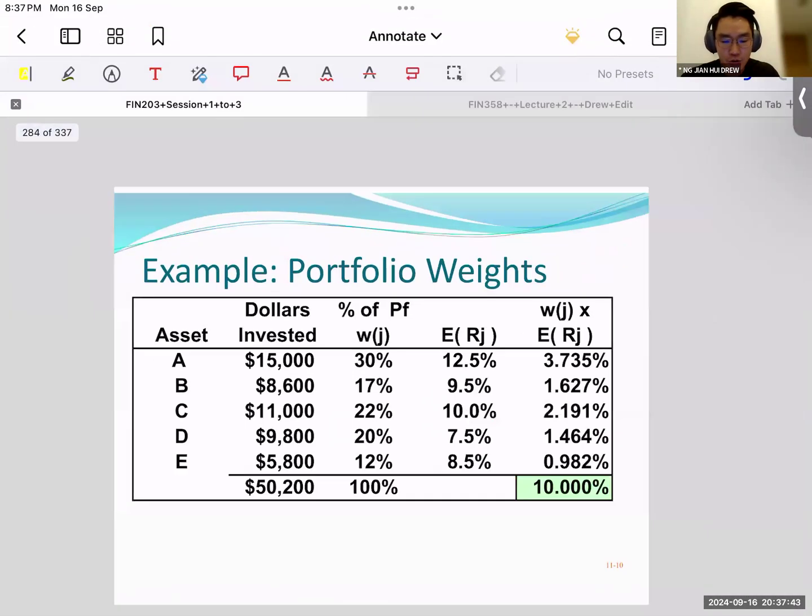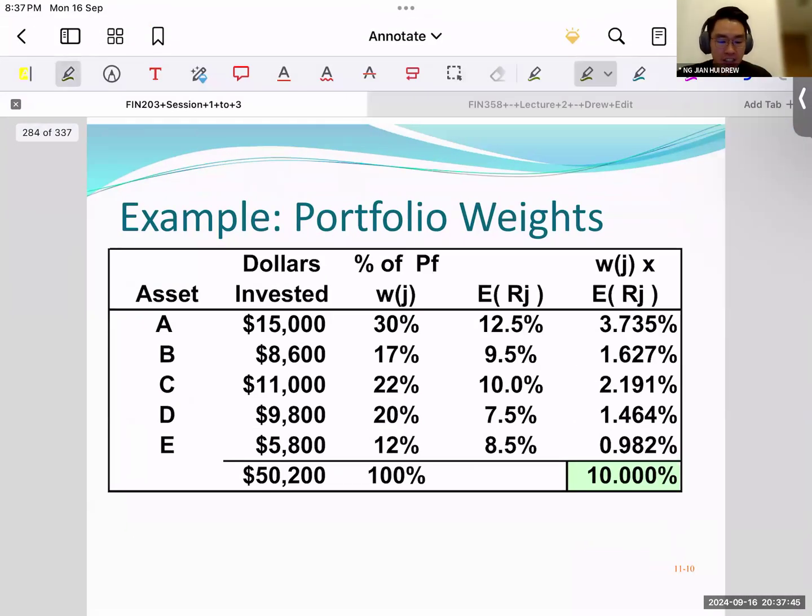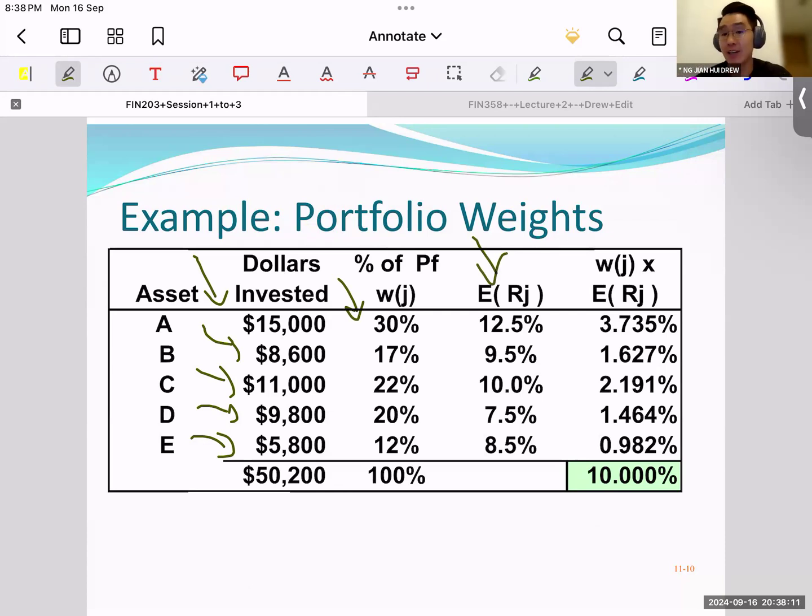Okay, and then we have an example to show you. Imagine you have various investment dollars in your portfolio, right? You invested, let's say, 9,800 in asset D, 5,800 in asset E, right? So you can calculate the percentage weight. And let's say they already give you the expected return, right? So you do not need to calculate the probability times the return. They already calculated it for you. So they are quite nice to give the expected return.